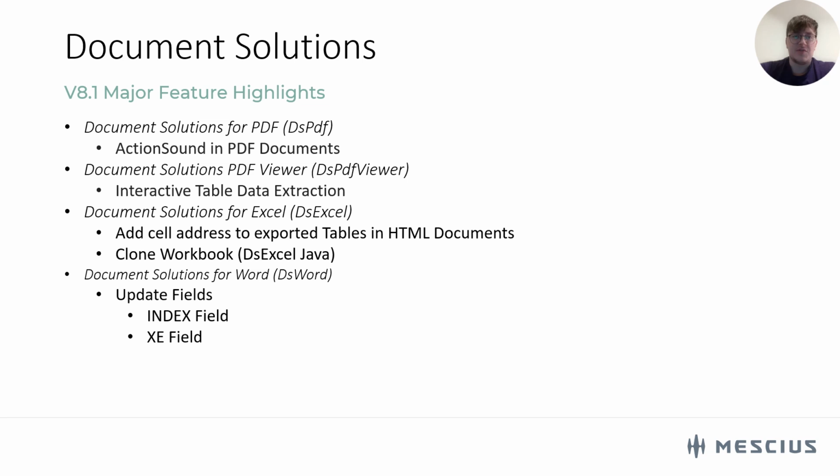In Document Solutions for Excel Java Edition, we've added the ability to clone workbooks, which allows you to make changes to a cloned workbook without impacting the original. Last but certainly not least, we have added support for two new fields, an index and inclusion field, within the Document Solutions for Word API library. That's it for the overview. Now we'll take some time to go through each of these new features individually.